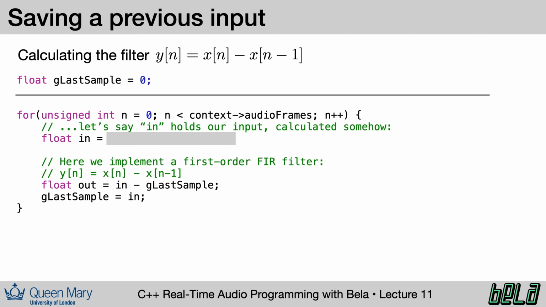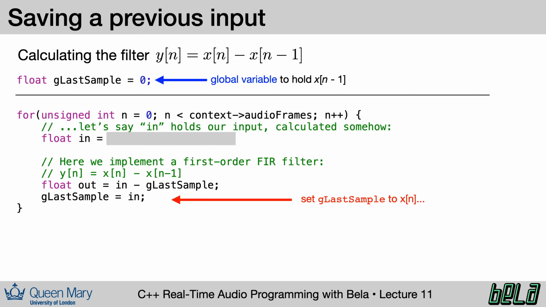Our code for this simple filter looked something like this. The variable gLastSample is declared as a global variable at the top of the file. Its function is to hold the value of x[n-1]. The reason that it actually does hold x[n-1] has to do with this line inside of the render function. After we've done our output computation, we set gLastSample equal to the current input. The reason that we do that is that the next time around the for loop, gLastSample will then become the previous input, which we can use in our computation.